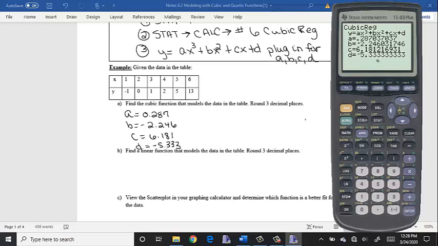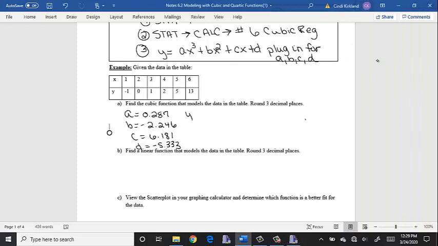The last step is just to plug it into our formula. So y equals 0.287 x cubed minus 2.246 x squared plus 6.181 x minus 5.333.